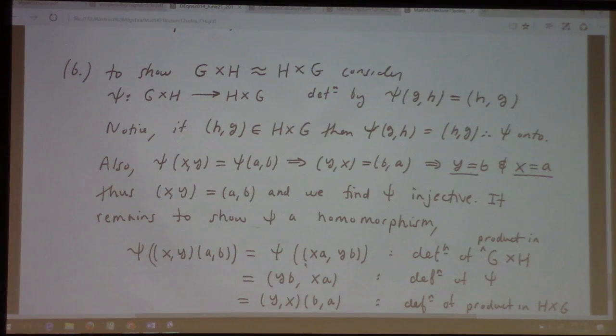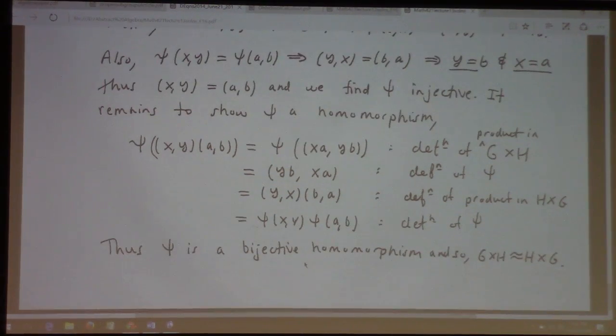I could have shown it's a homomorphism first, then shown its kernel was the identity to show that it's an injection. But here I just thought, I'll just go back to basic principles and do it from the definition for a change. And just to mix it up a bit.